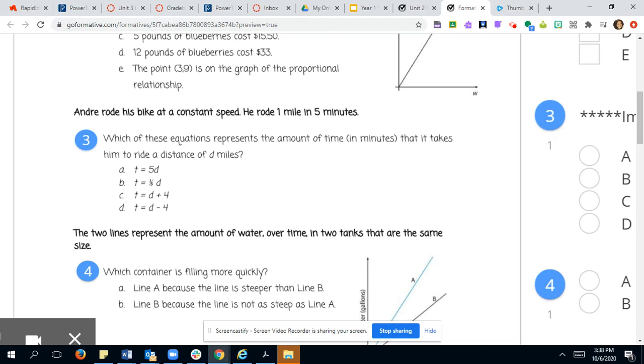Number 3, Andre rode his bike at a constant speed. He rode 1 mile in 5 minutes. Which of these equations represents the amount of time in minutes that it takes him to ride a distance of d miles?